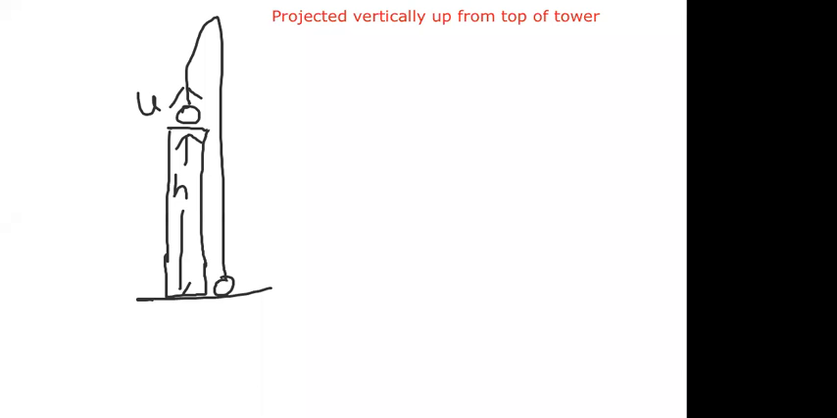To discuss about tower problems. So now the first situation, body projected vertically up from top of tower. Now in this situation, the time taken, let us take it as t. So what is the initial velocity? I can take u equal to u, and the body is projected upward.